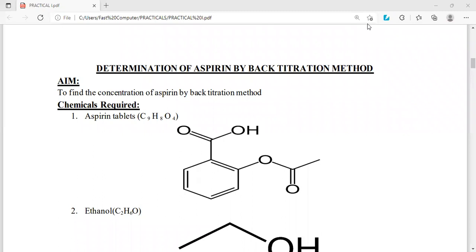Bismillahirrahmanirrahim. Assalamu alaikum. My name is Fajar and the topic of my practical is determination of aspirin by back titration method. The aim of this practical is to find the concentration of aspirin by back titration method.